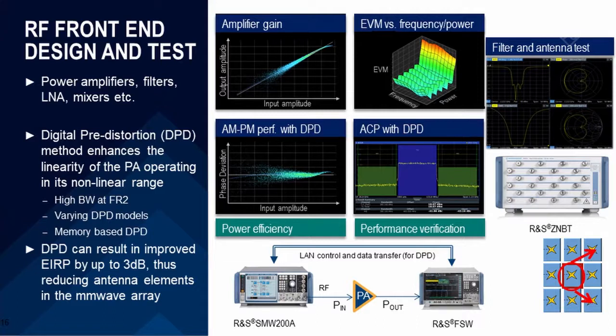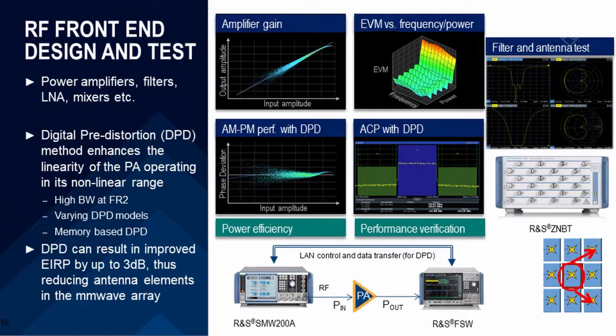Specific challenges of DPD would be the higher bandwidth of millimeter wave, the varying DPD models, and the memory-based DPD. If DPD is properly implemented, it can result in an improved EIRP by up to 3 dB, which means you have reduced antenna elements in the millimeter wave array to hit the same EIRP target as without DPD. So that's excellent news.